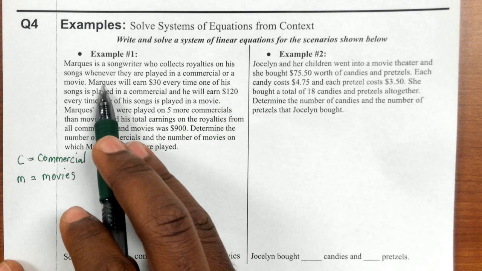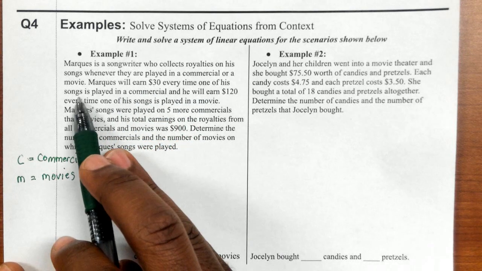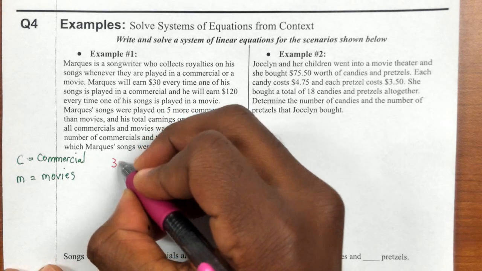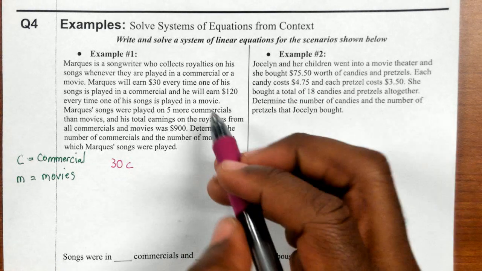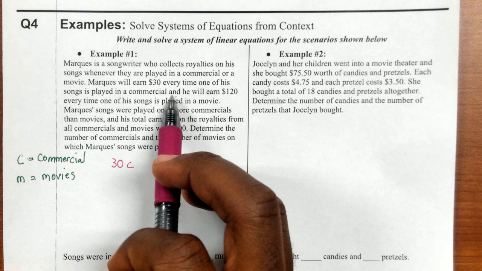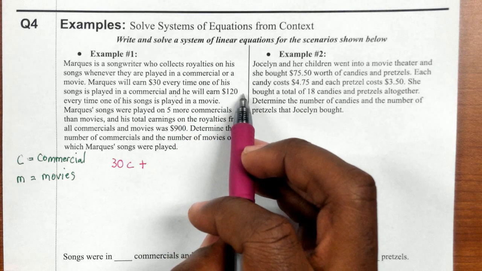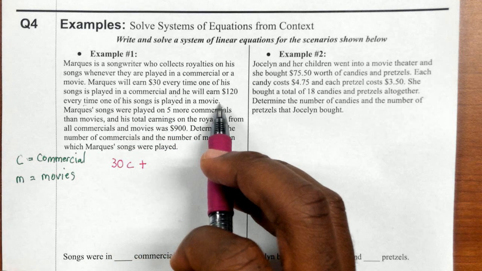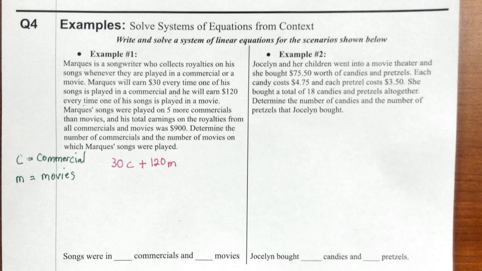So it states that Marquise will earn $30 for every time one of his songs is played in a commercial. So to represent that, we will say $30 per commercial, or per C, all right? Then it says "and," so we're going to add, and it says he will earn $120 for every time one of his songs is played in a movie. So we will earn $120 per movie, all right?